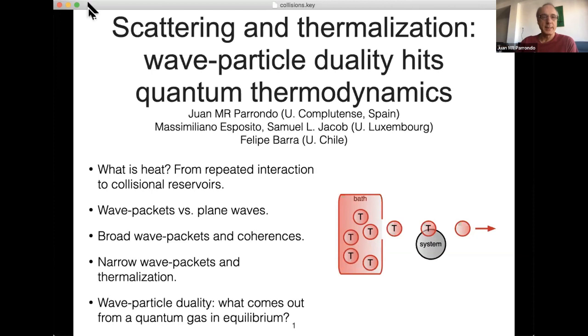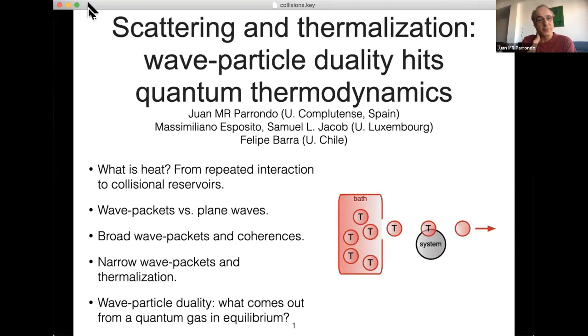The main collaborators are Massimiliano Esposito and Felipe Barra. It's something that we started with them, and also with Sam Jacob, who is a PhD student in Massimiliano's group. And as Carlos said, this is a work that we started like 3 or 4 years ago.